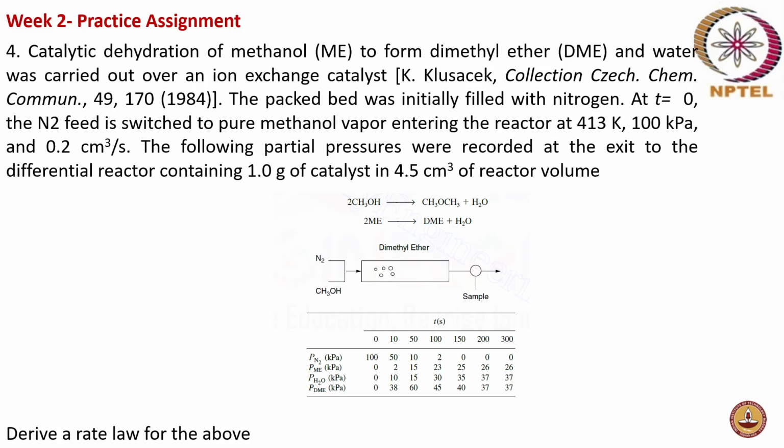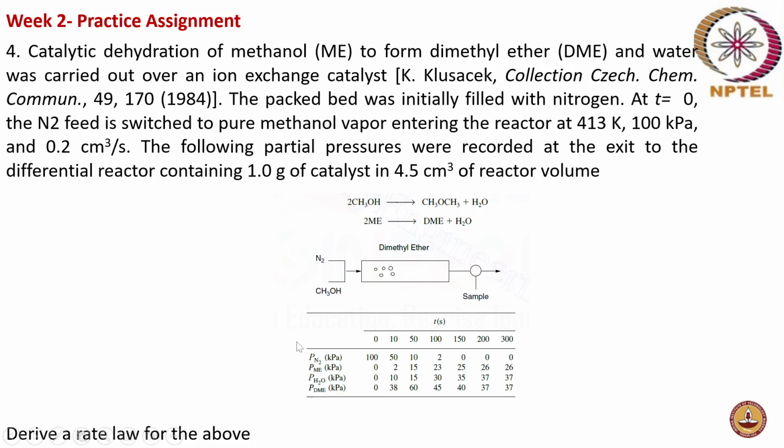Initially this reactor was filled with nitrogen, but at the start, at time t equal to 0, this nitrogen was replaced by methanol. And you have time based data for partial pressure of different components: nitrogen, methanol, water and DME, at the exit of the reactor, that is at this point. You are able to get it, right? You are able to understand the question, right?